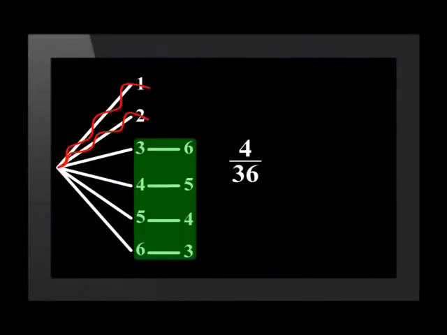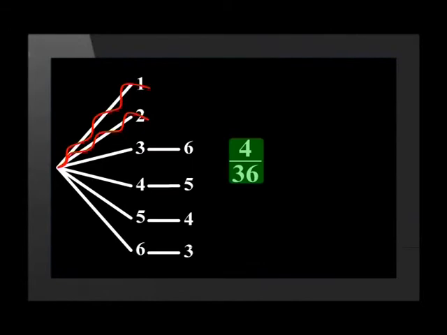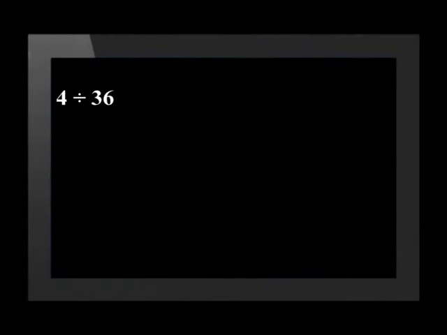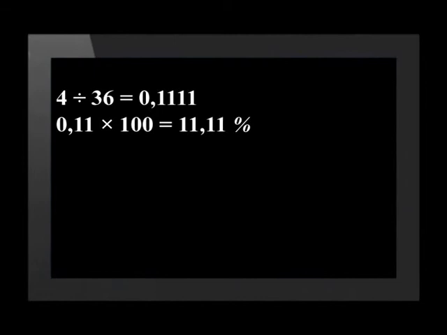There are 4 ways to make a total of 9. This means there is a 4 out of 36 chance of rolling a total of 9 with 2 dice. Just for practice, let's convert this to a percentage by changing it to a decimal first. 4 divided by 36 is 0,1 recurring. Multiply this by 100 to get the answer as a percentage. We get an answer of 11.11%, with the answer rounded off to 2 decimal places.